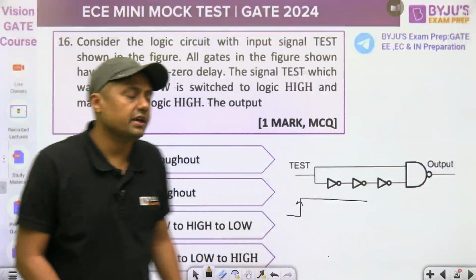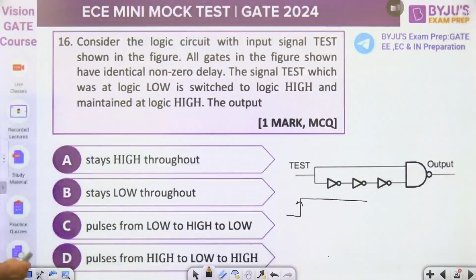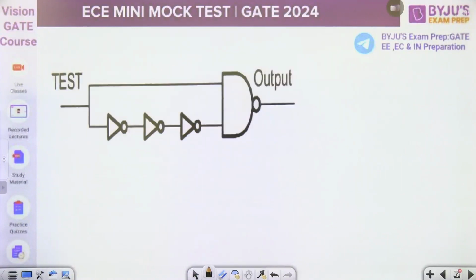This is a mock test, guys. Try to give me the answer for this question. It is a 1 mark question, MCQ. There is negative marking. Now how can we solve this question? Watch this.